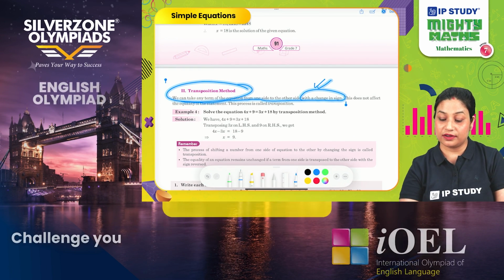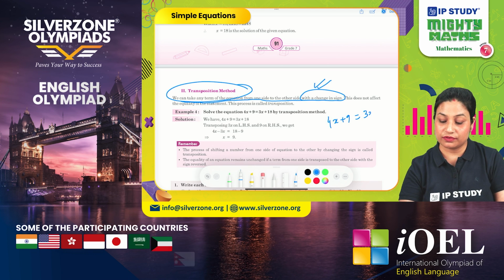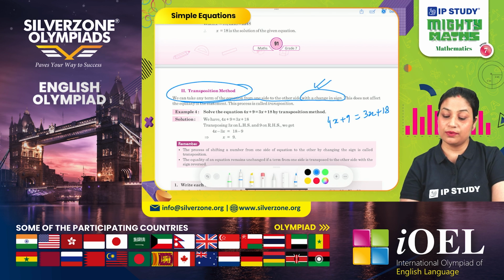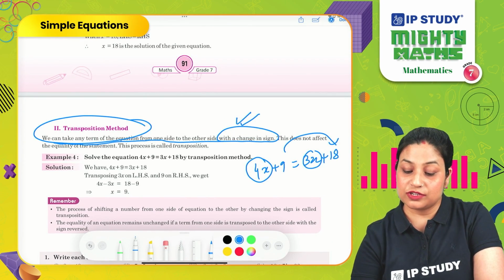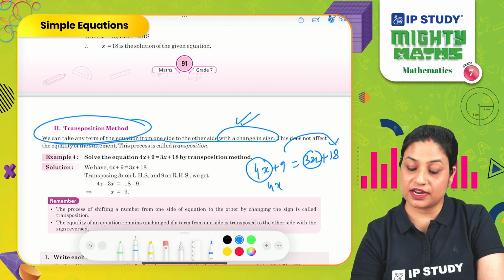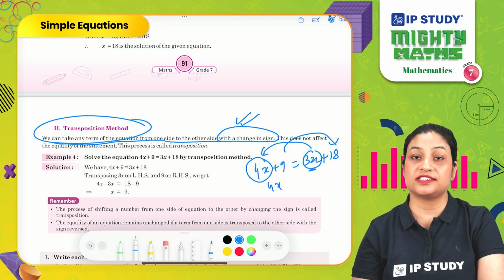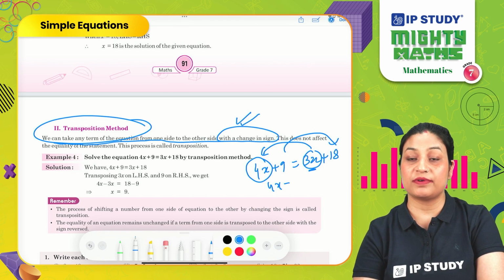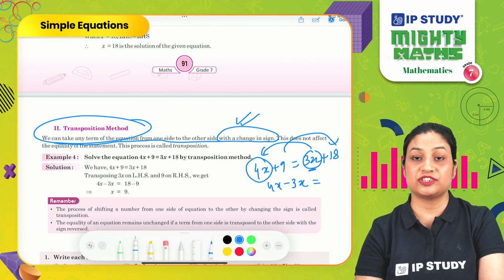Let's take an example over here. What we have is 4x plus 9 is equal to 3x plus 18, right? In order to solve this, I will put the variables together and the numbers together. So on the left hand side I have 4x and on the right hand side I have 3x. I will take this 3x to the left hand side. When I do so, the 3x is plus, it will become minus on moving from the right hand side to the left hand side. So 4x minus 3x, right? We have this expression on the left hand side.